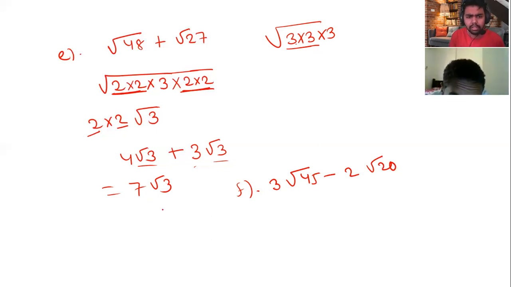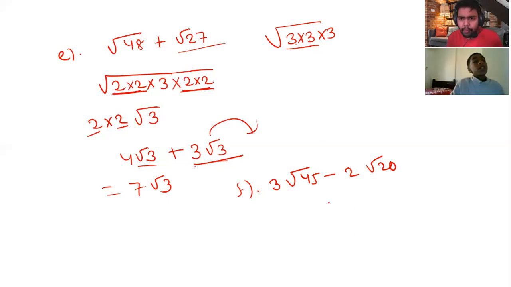So 7 root 3 equals root 48 plus root 27. Same answer. Try to understand. Will I get the same answer if I solve by calculator before simplifying and after simplifying? Is there any difference between them? No difference at all. Not even a difference of 0.1. No difference is there. Same.